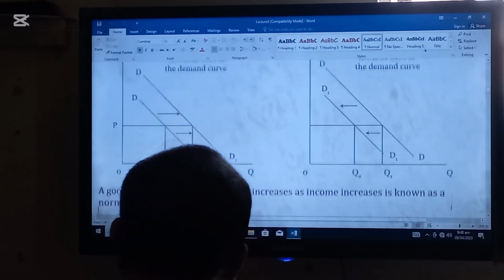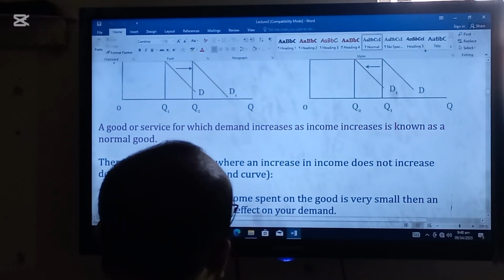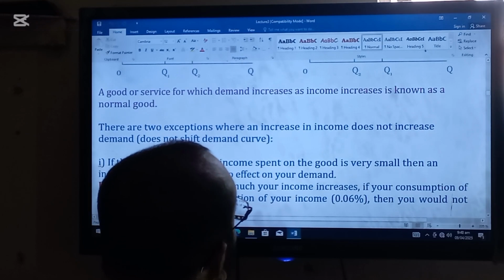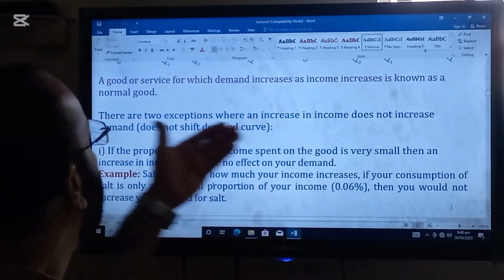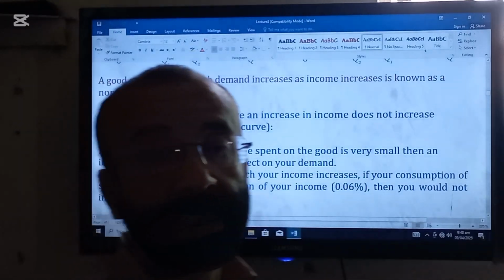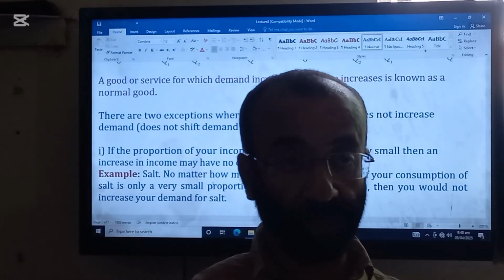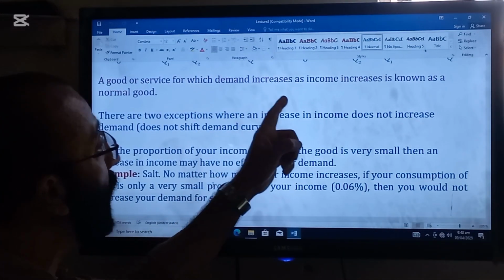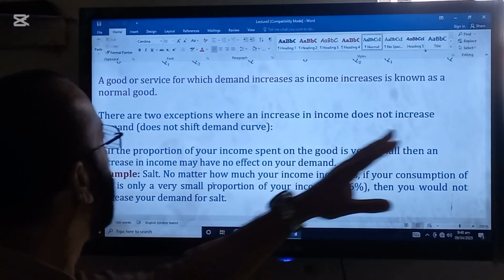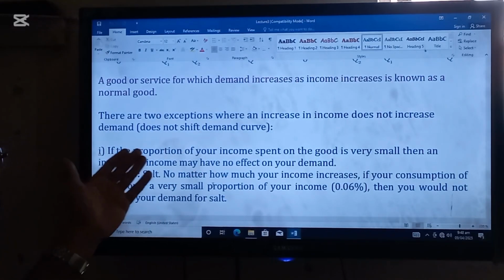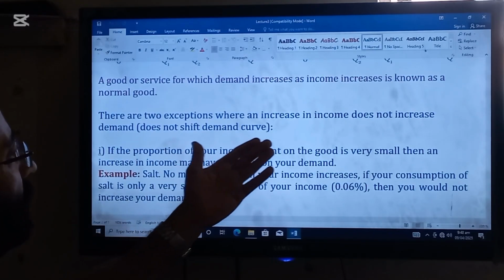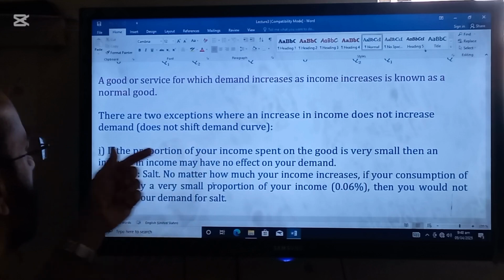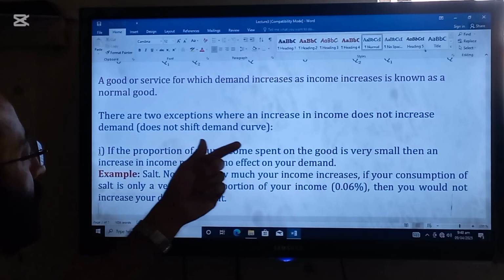A good or service for which demand increases as income increases is known as normal goods. So this is the definition of normal goods. There are two exceptions where an increase in income does not increase the demand, does not shift the demand curve.